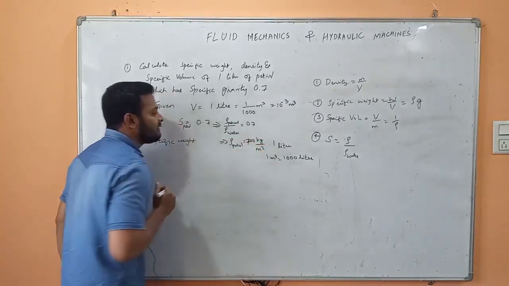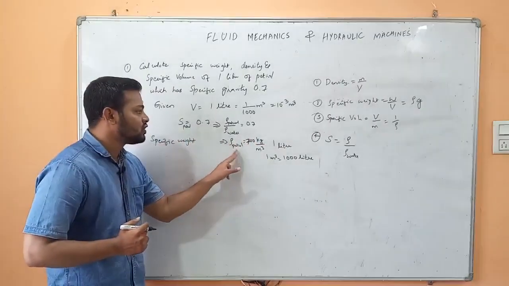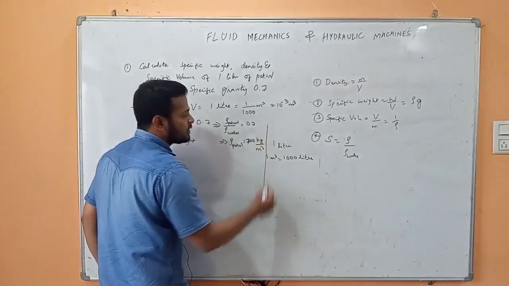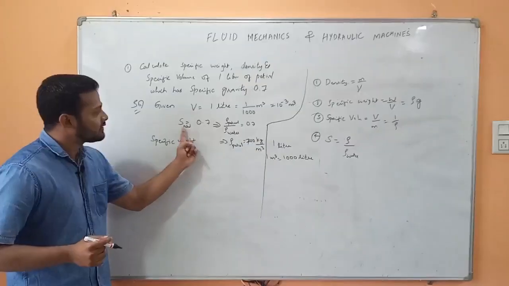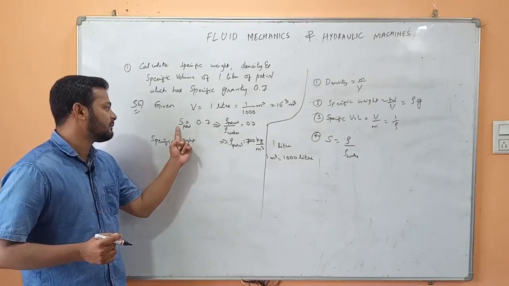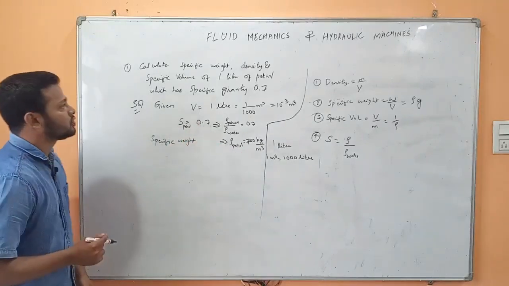So indirectly, whenever specific gravity is given in the question, if you multiply it with 1000, you will get density. Remember this, while solving problems we will be doing this step a number of times. So whenever specific gravity is given, just multiply it with 1000, you will get density of that matter. So specific gravity of petrol is given as 0.7, so density of petrol is 700 kg per meter cube.